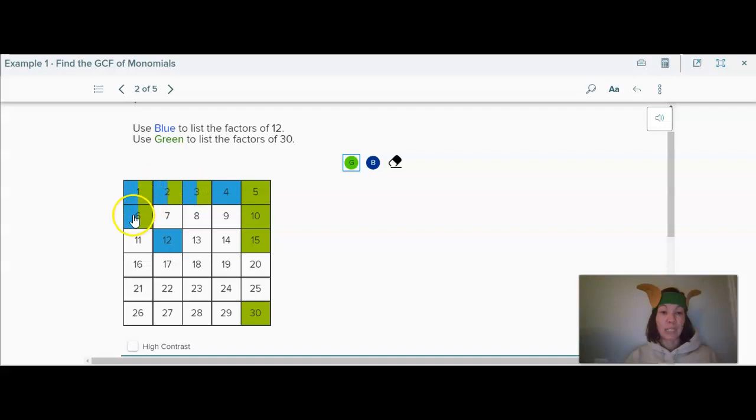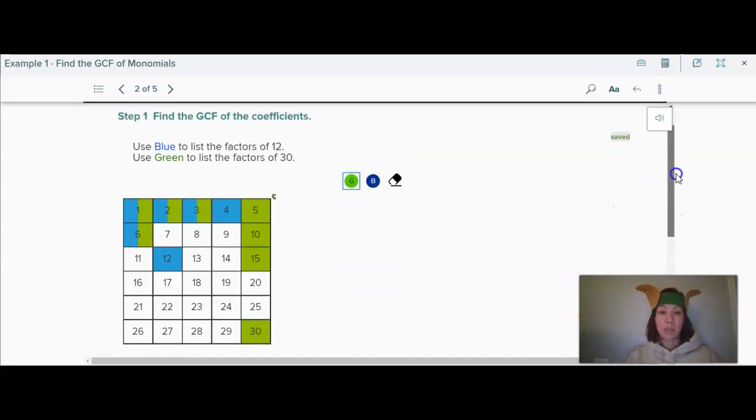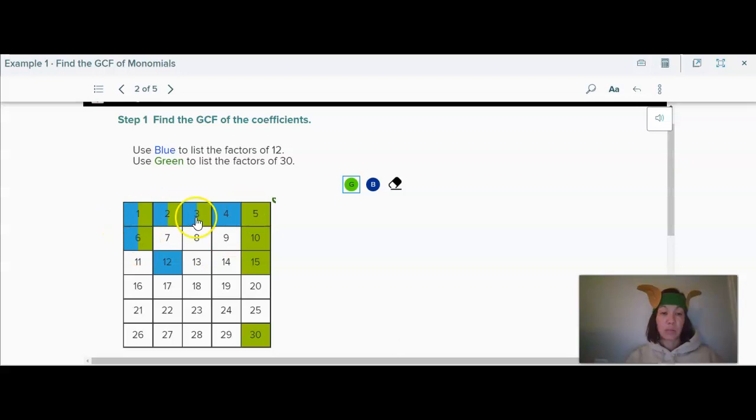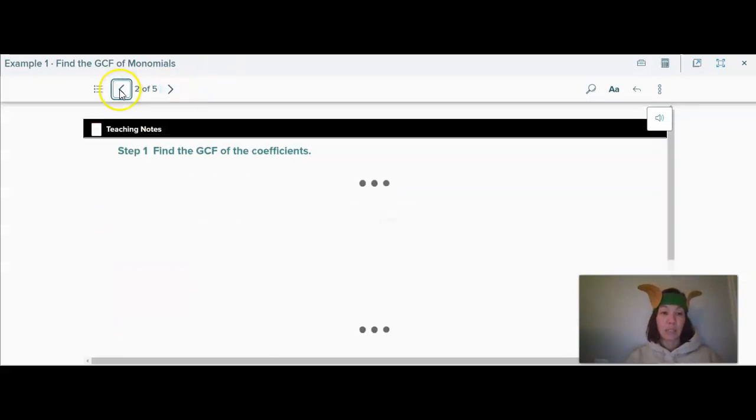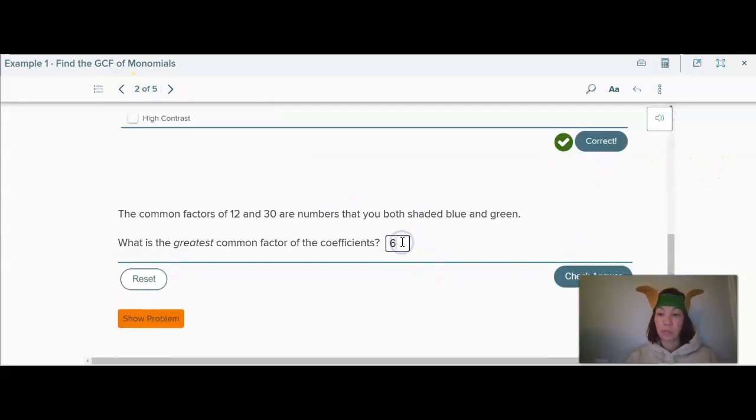1, 2, 3, and 6. And what is the greatest common factor then of these that are in common? Well, the greatest one is 6. Ooh, there we go.